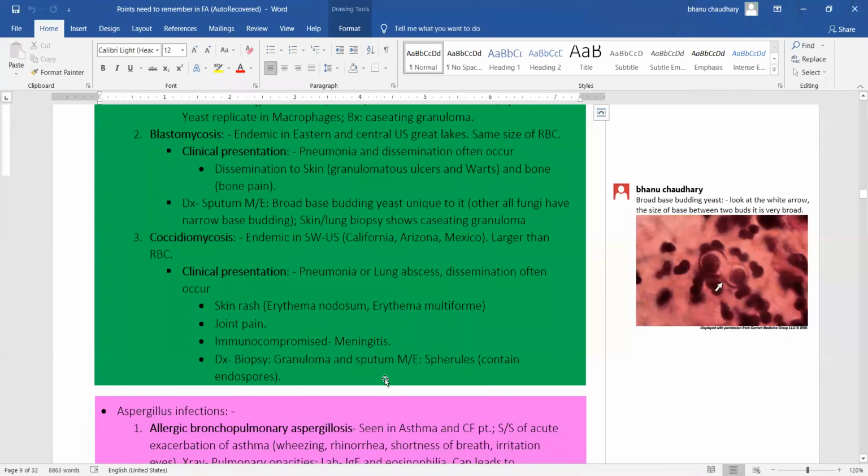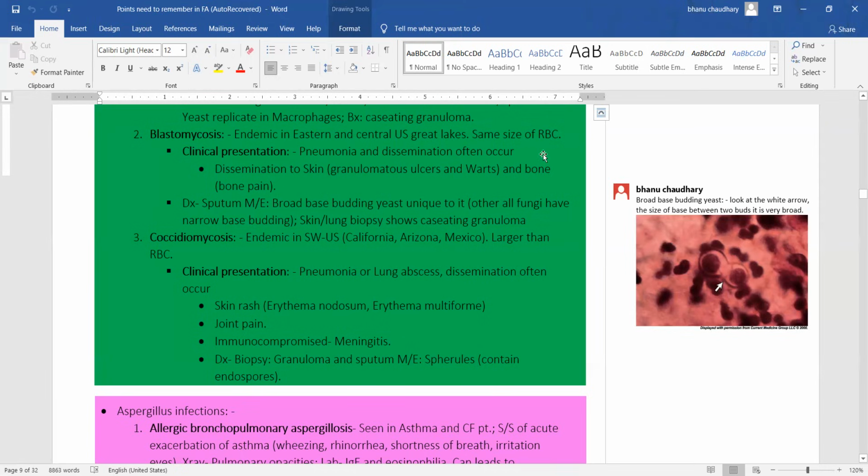No, it's okay. Okay, then comes the blastomycosis, which is endemic in the eastern and the central US Great Lakes. Whenever a question describes a patient from the eastern side or the central United States, or from the Mississippi and Ohio also, because these areas generally overlap. A patient from the Mississippi or Ohio can have histoplasmosis and can also have blastomycosis. But a patient from the eastern or the central US Great Lakes must be blastomycosis only.